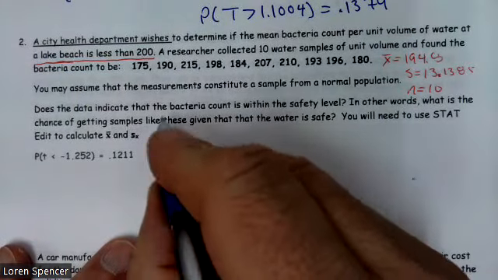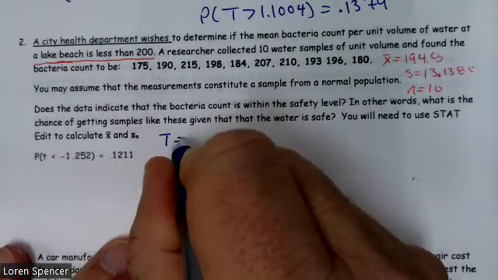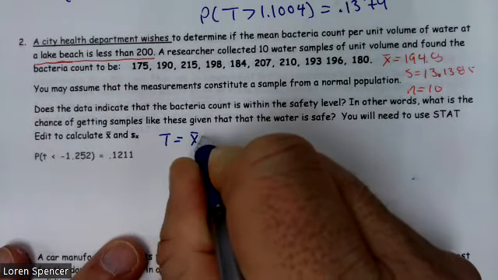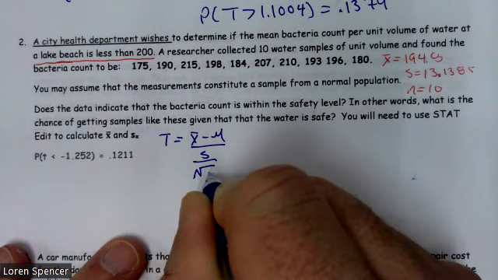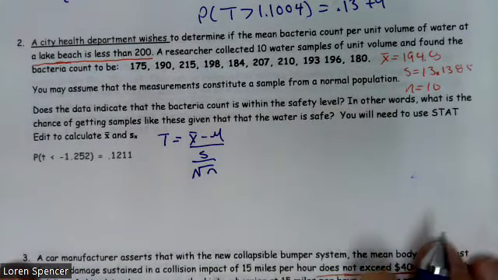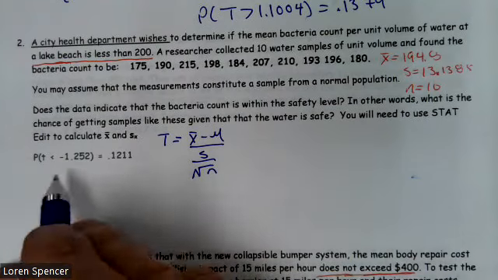Well, we need to write down our formula. T equals X bar minus mu over S divided by the square root of N. We'll plug in just a moment, but let's go ahead and draw our picture.